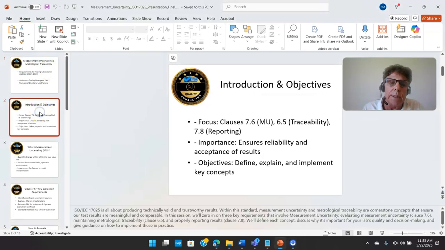So first of all, with the introduction and objectives, ISO 17025 is really all about producing technically valid and trustworthy results. Within this standard, measurement uncertainty and metrological traceability are the cornerstone concepts that ensure our test results are meaningful and comparable. In this session, we'll zero in on the three key requirements: evaluating measurement uncertainty as stipulated in clause 7.6, maintaining metrological traceability as stipulated in clause 6.5, and then properly reporting the calibration or testing results, depending on whether you are a testing laboratory or a calibration laboratory.